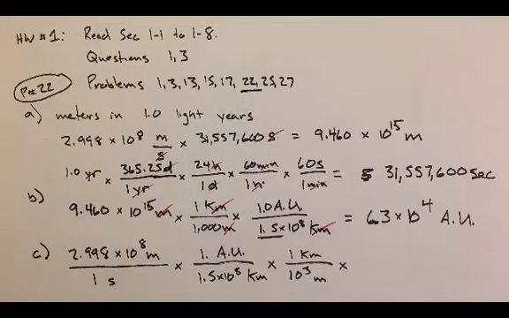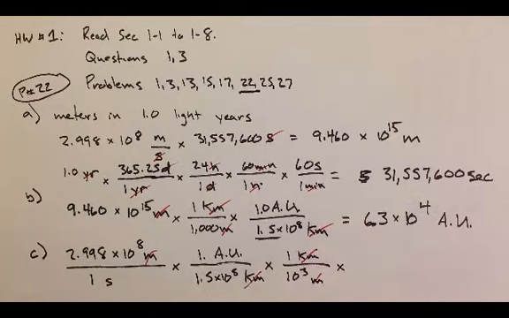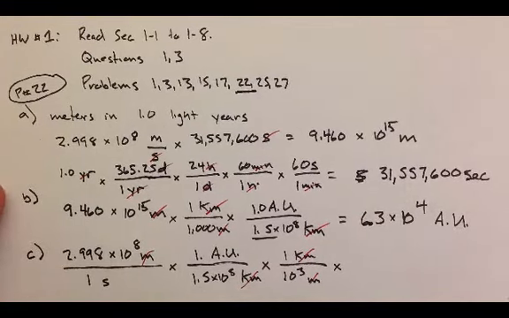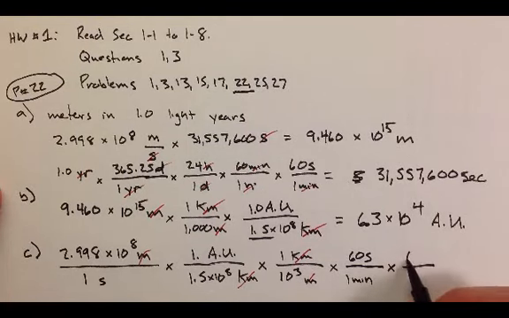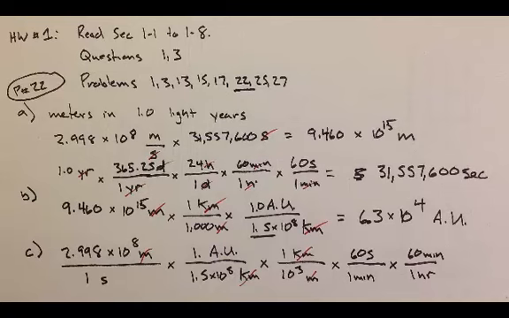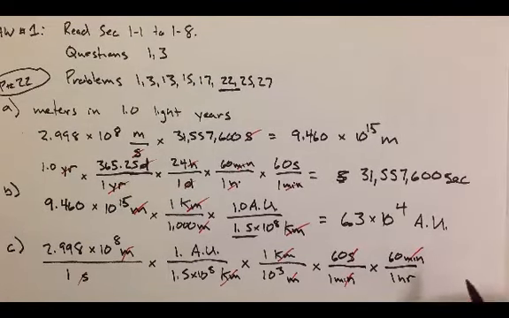Okay, and so far I've gotten meters to go away and kilometers to go away, so I have astronomical units per second, but I don't want that. I want astronomical units per hour, so I would put 60 seconds on top, 1 minute on the bottom, 60 minutes on the top, 1 hour on the bottom, and seconds are going to cancel out, and minutes will cancel out, and I'm left with astronomical units per hour. So this is 7.2 astronomical units per hour.